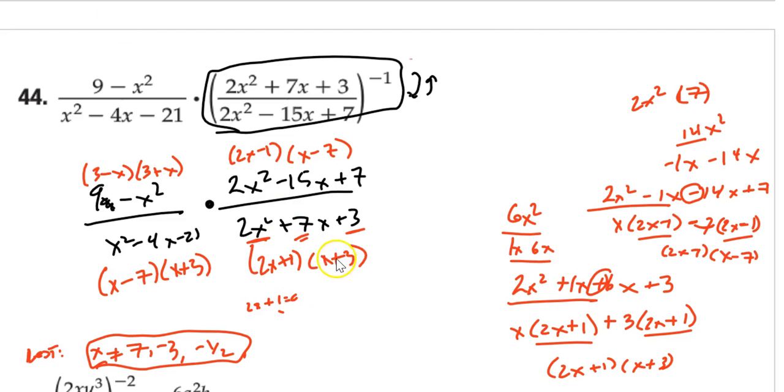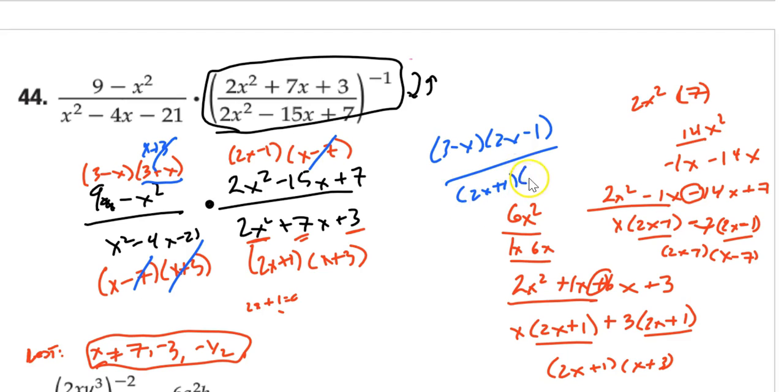And now we can finally cancel stuff out. Let's see, x minus 7's cancel. These don't cancel. Now look at this, x plus 3 and x plus 3, they're actually the same thing, because it's a plus sign, it doesn't matter. So you don't have to do that negative 1 rule. They cancel out anyway. Here, the negative 1 trick won't work, because if you flip this to negative 2x plus 1, it still doesn't cancel. So I'm just kind of stuck. That's it. I have 3 minus x, 2x minus 1, all over 2x plus 1, x plus 3.